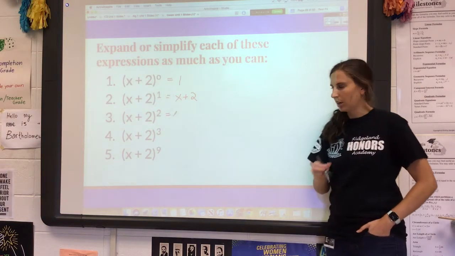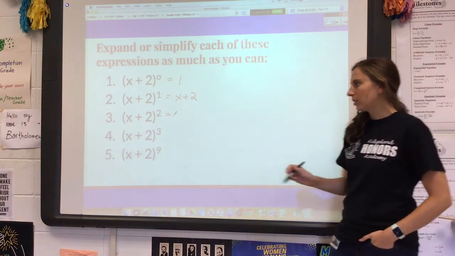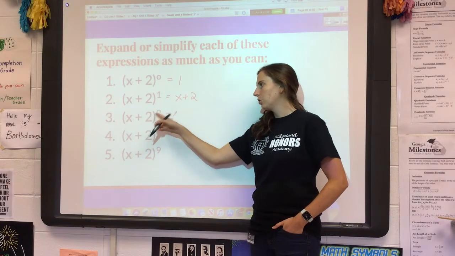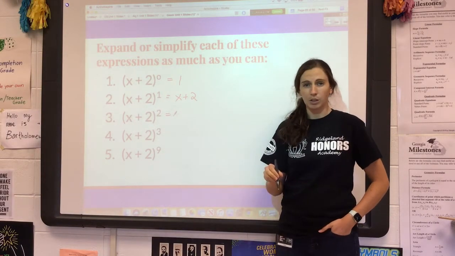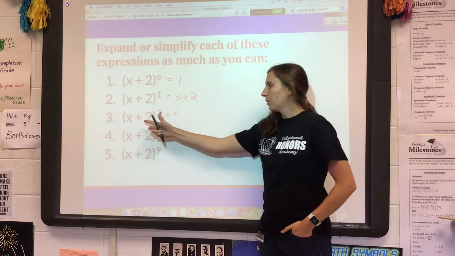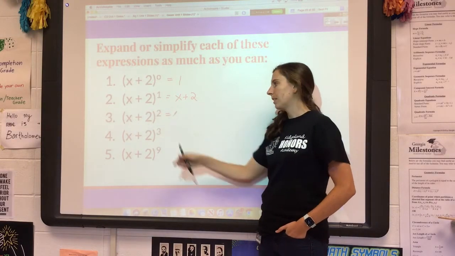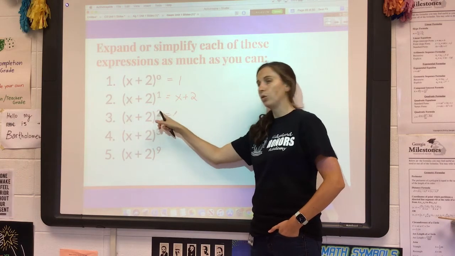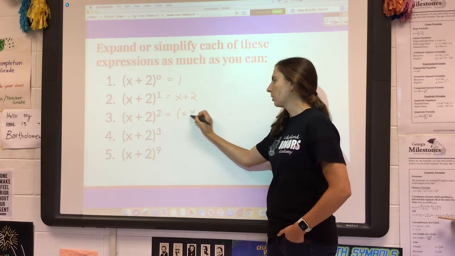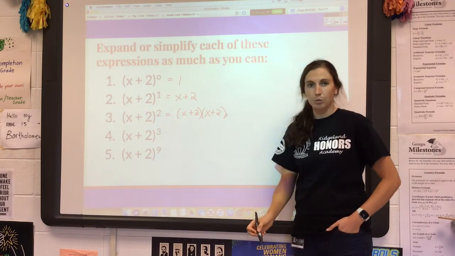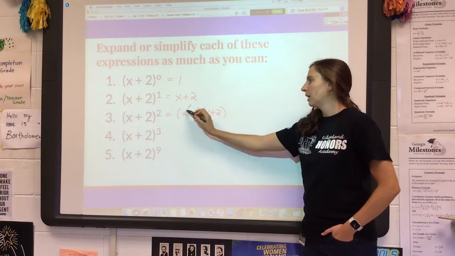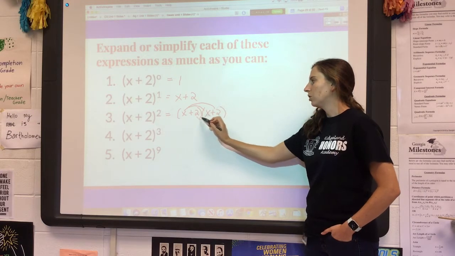Be careful on number 3. A lot of people on this one are tempted to do x squared and 2 squared, but that's not all that there is to this one. And if we write it out, you'll see. So if I want to do x plus 2 squared, that means I want x plus 2 times x plus 2 times x plus 2, which really means I need to distribute the x and distribute the 2.